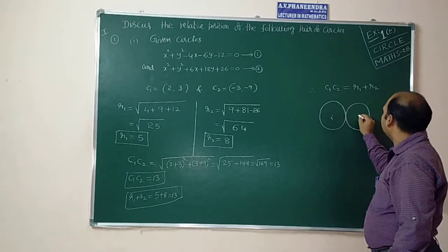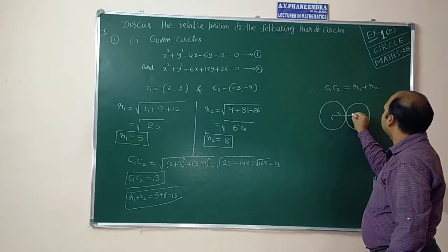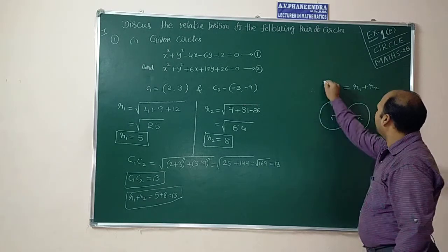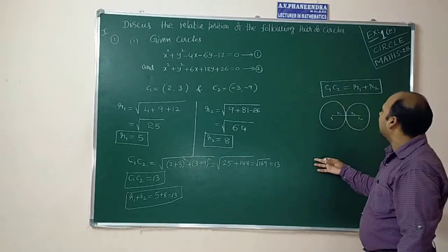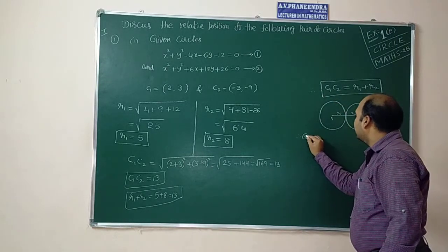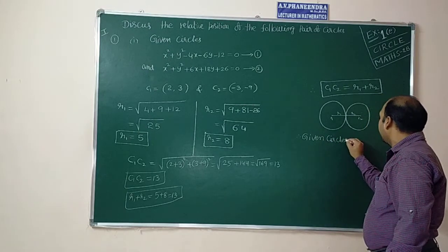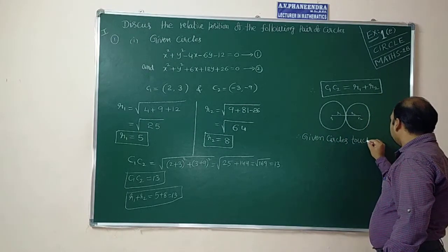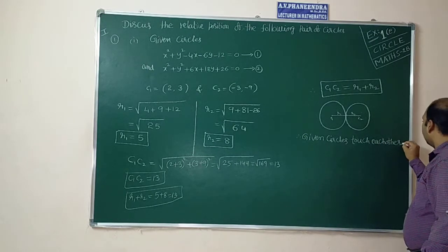This is C1, this is C2. This is R1, this is R2. Therefore, C1C2 is equal to R1 plus R2. You have to write a conclusion like this: therefore, the given circles touch each other externally.